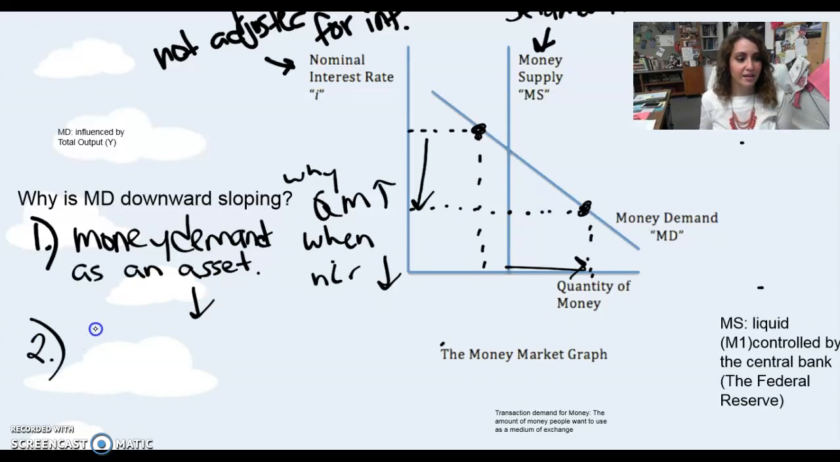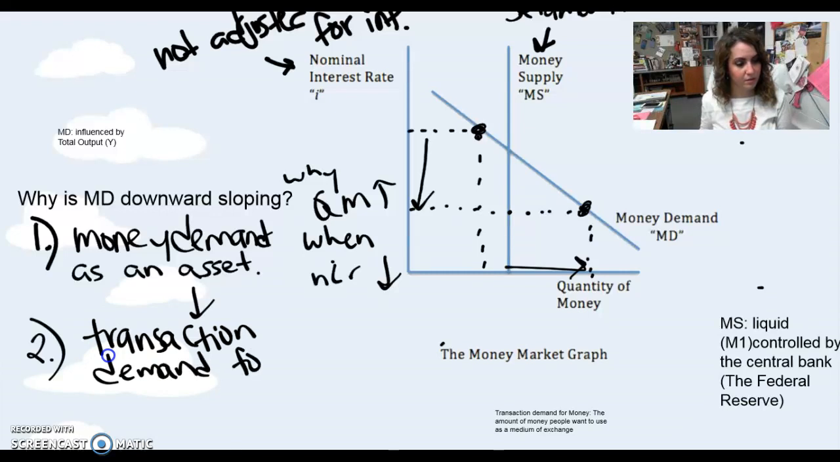The other flip side of that is transaction demand for money. Well, these kind of work hand in hand. If interest rates are low, I don't want money in the bank as an asset because it's not worth it. But I do want money in my pocket instead to buy things. And so that's a transaction, to buy things.